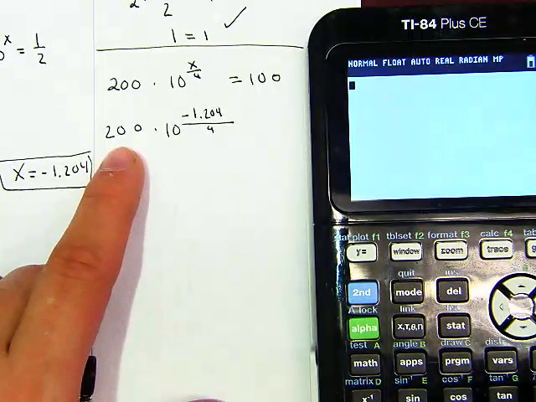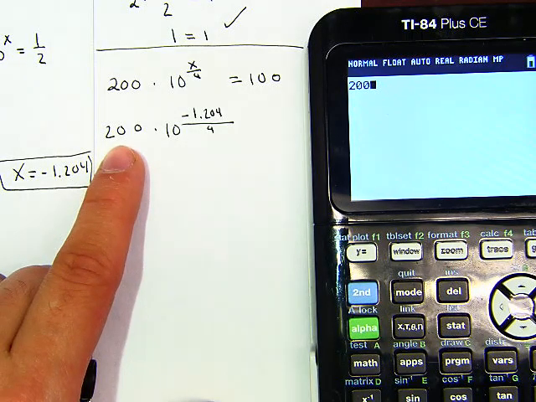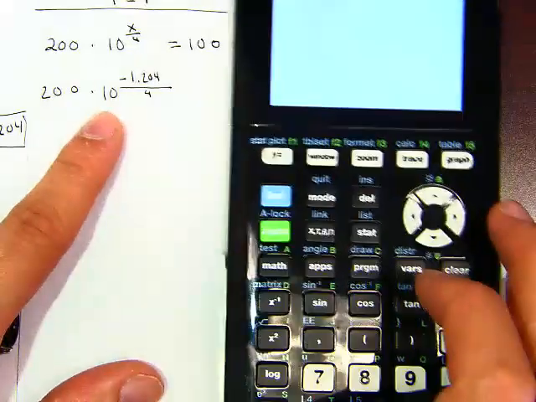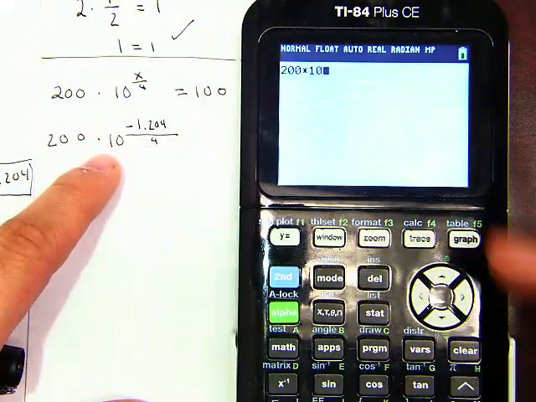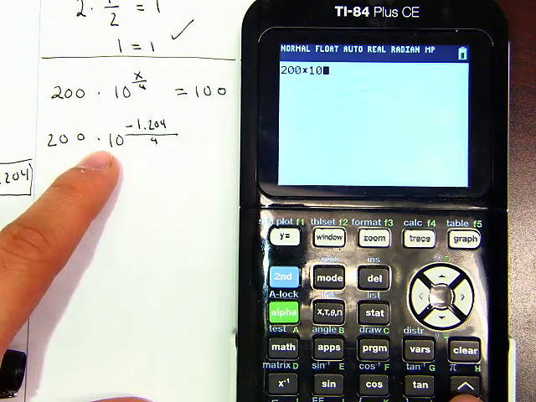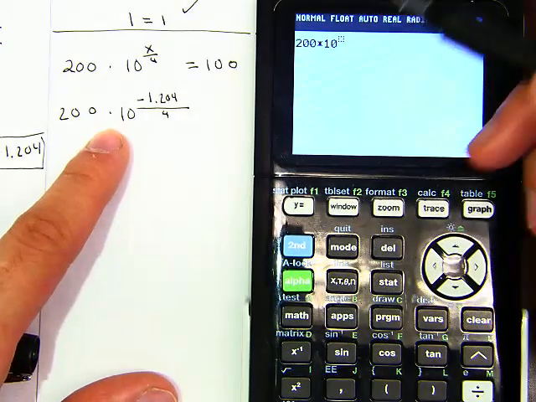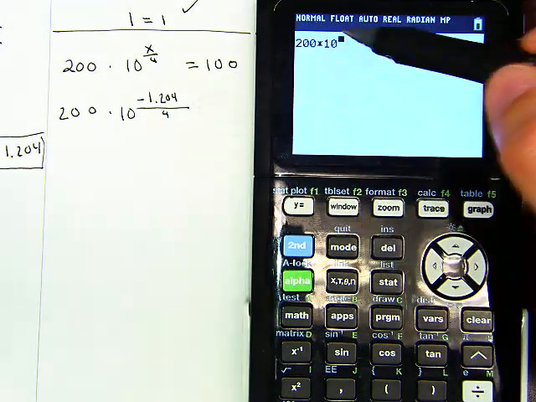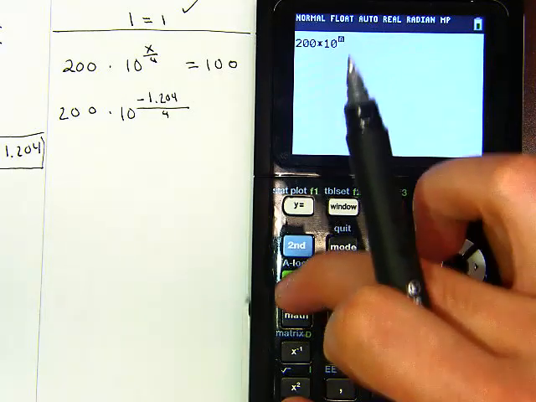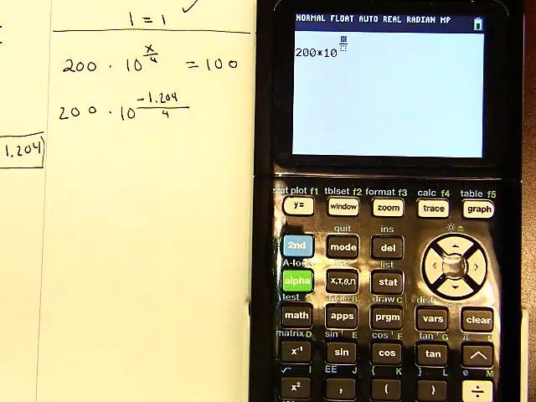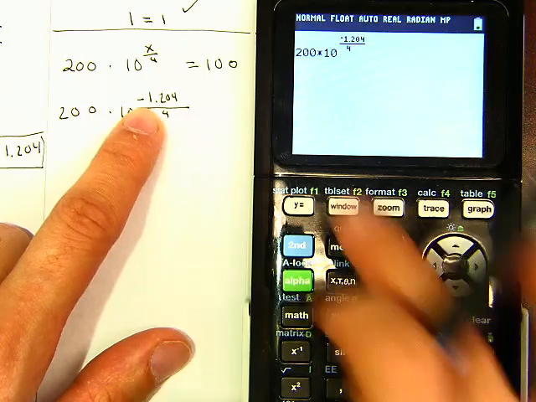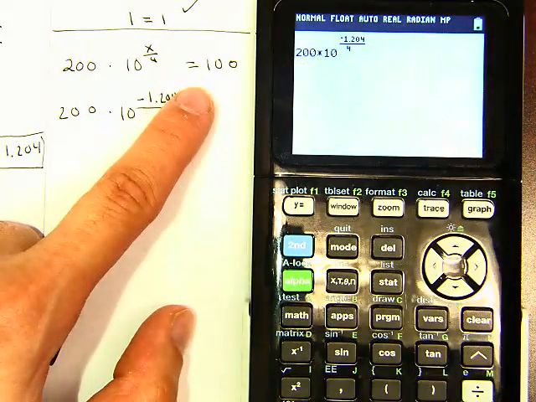So here, the first thing is 200, right? Times, now we're going to have a 10, right? And then how would you put in an exponent? Because this is to the exponent, right? So we hit this button over here. Now notice that we have an exponent. But now we're going to put in a fraction. You could put a fraction into the exponent the same way: you go alpha, y equals, n over d. And if you put negative 1.204 divided by 4, hopefully this gives us something very close to 100.